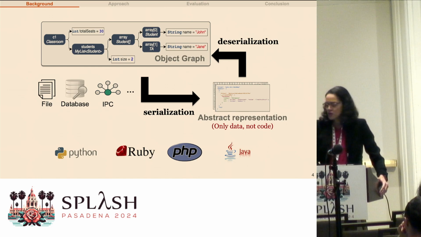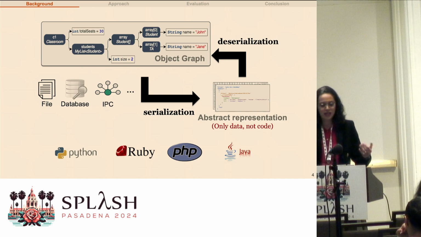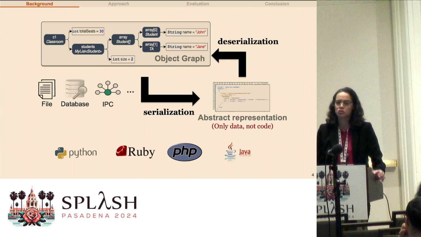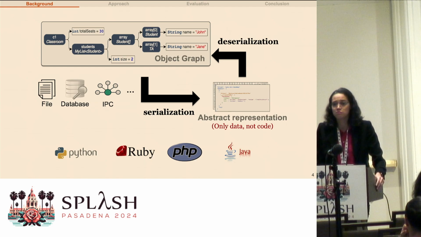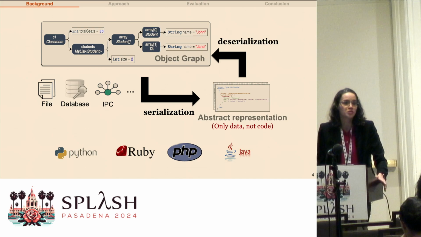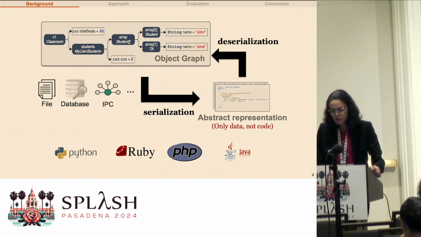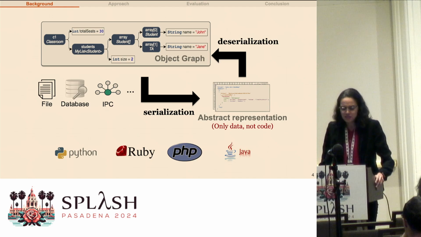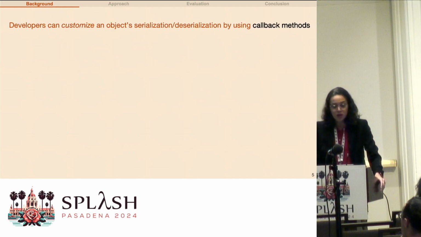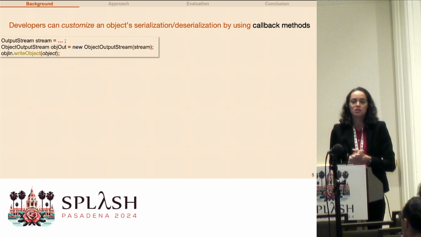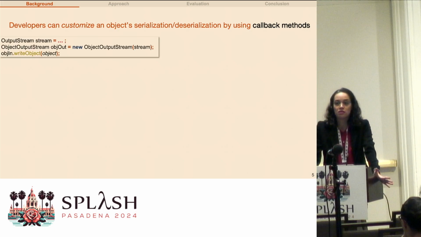That process of converting from this representation of an object back to an object in memory is called deserialization. Object serialization is available in multiple languages, such as Python, Ruby, PHP, and Java. In fact, if you implement a machine learning algorithm, more likely you're saving your model in a file. That's exactly object serialization. When it comes to Java, and several other serialization libraries, developers are able to customize the process of serializing these objects.